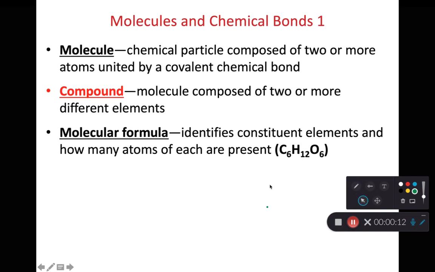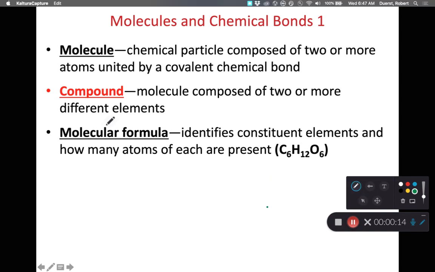As we're looking at these chemical concepts, we need to talk about molecules versus compounds. When we think of a molecule, it is going to have two or more atoms united by a covalent bond. Now a key distinction here is we can have two atoms of the same element or two atoms of different elements. We can still have molecules. Molecule is a rather inclusive term that just refers to the number of atoms, not the number of elements.